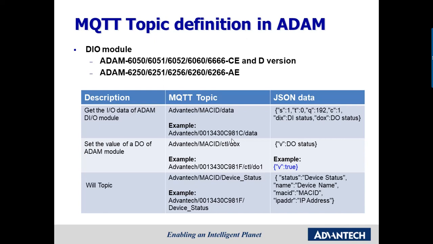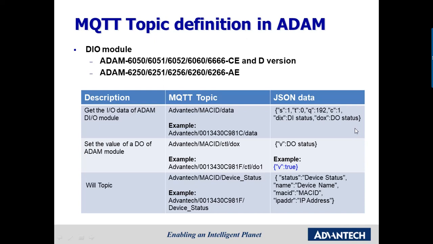The MQTT topic definition can be found in the startup menu on the support portal. As written here, the MQTT topic for I/O data is defined as Advantech/MAC address/data, which means ADAM will publish I/O data to this topic, and the data is in JSON format, just like the example here.